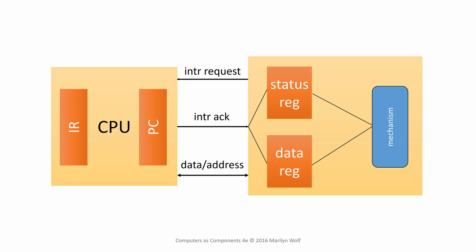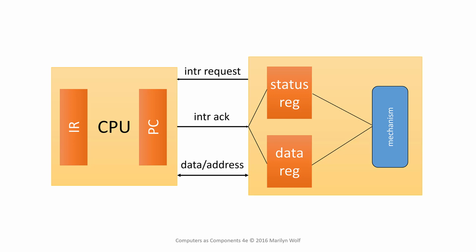An interrupt request signal allows the I/O device to request an interrupt. When the CPU is ready, it can use an acknowledge signal to tell the device that the interrupt is being handled. The bus may also have other signals such as data and address.